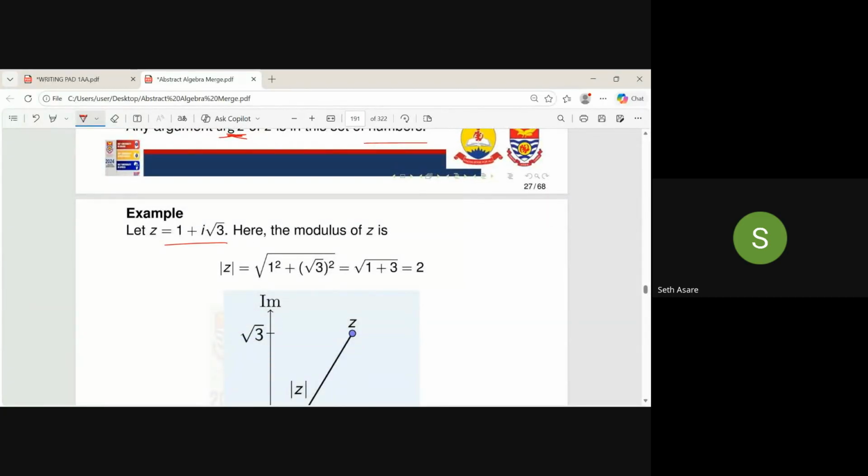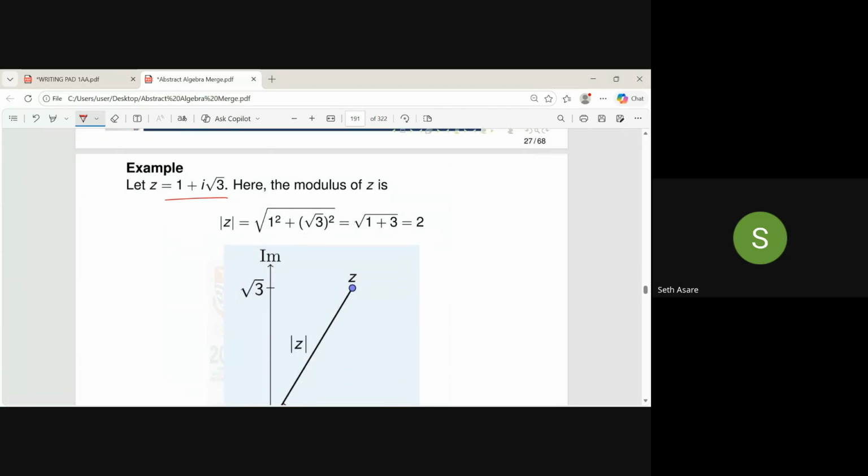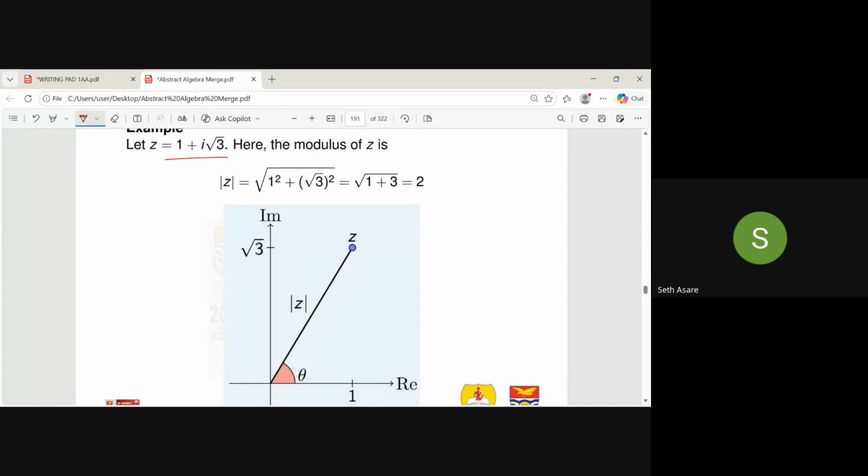Now, when we look at this, first we need to plot. So we are plotting this one. The real part is 1, then the imaginary part is root 3. So we plot it, and that is it. We need the modulus of it. Finding the modulus, we had the modulus to be 2. Now that we have the modulus, we need the argument.